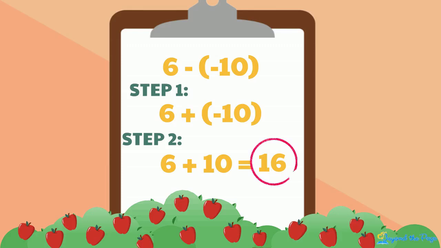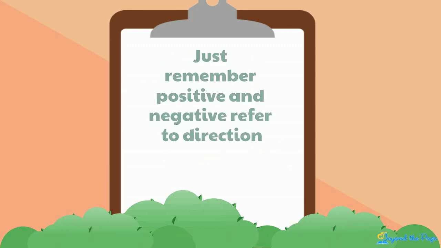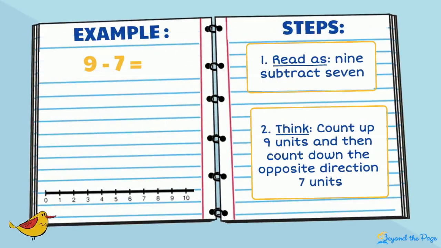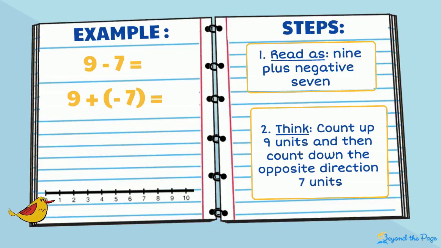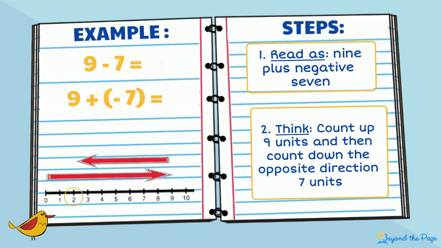This can be shown using a number line, but it can seem a little mind-boggling. Just remember that positive and negative refer to direction. Let's look at an example. You read it as 9 subtract 7. You can count up 9 units and then count down the opposite direction 7 units. Or we could look at the same problem as 9 plus -7. Here you think to count up 9 units and then count down the opposite direction 7 units. The answer is still 2.